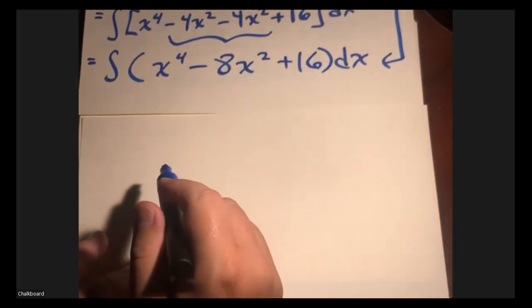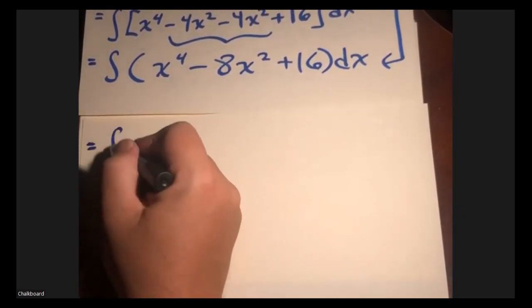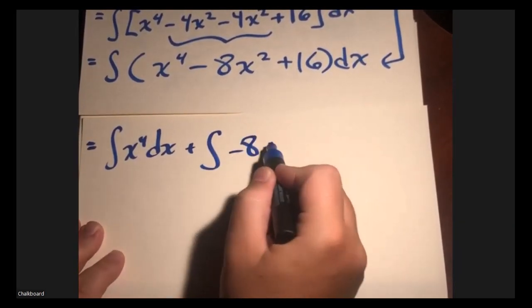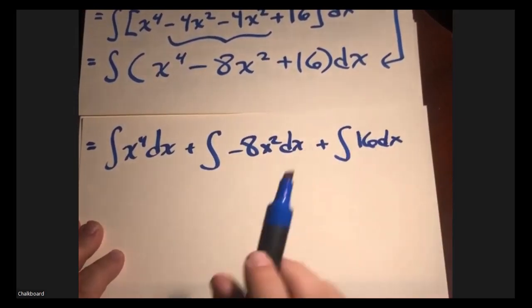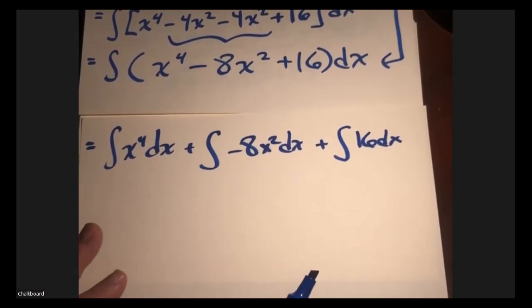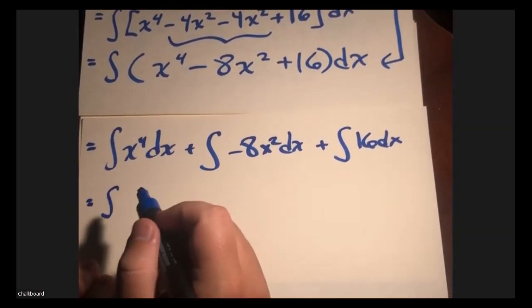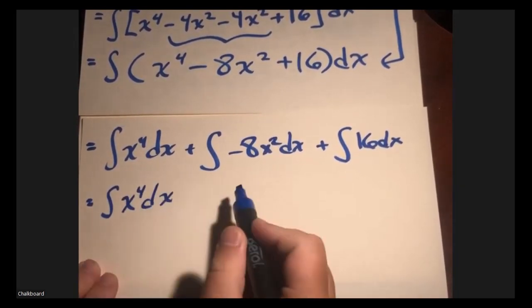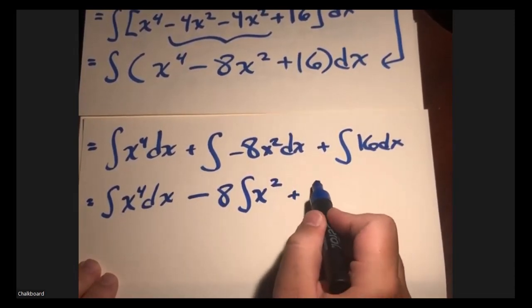All right, so I'm now going to use the sum and difference rule by showing the integral of each of these three expressions. There'll be the integral of x to the fourth dx plus the integral of negative 8x squared dx plus the integral of 16 dx. So all I did was split them. When you split it, don't forget to put dx on it every time too. All right, let's take coefficients out. This one has no coefficients, I'm just going to rewrite it. This one has a coefficient of negative 8. This one has a coefficient of 16.